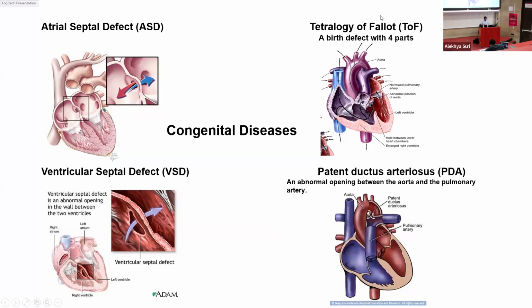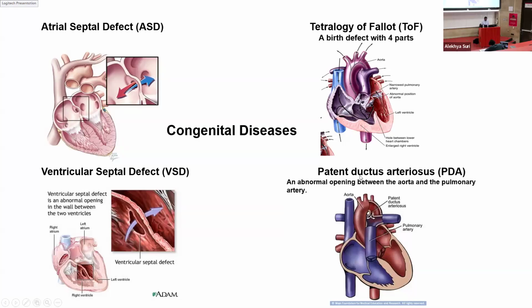And the third common one is tetralogy of Fallot. So here there are four defects in the heart. One is the narrowed pulmonary artery, and then the abnormal position of the aorta. And since the pulmonary artery is narrow, it's going to cause an enlarged right ventricle, the right ventricular hypertrophy, and also you will see a hole between the lower heart chambers. The tetralogy of Fallot is one of the common birth defects, and it can be corrected surgically also.